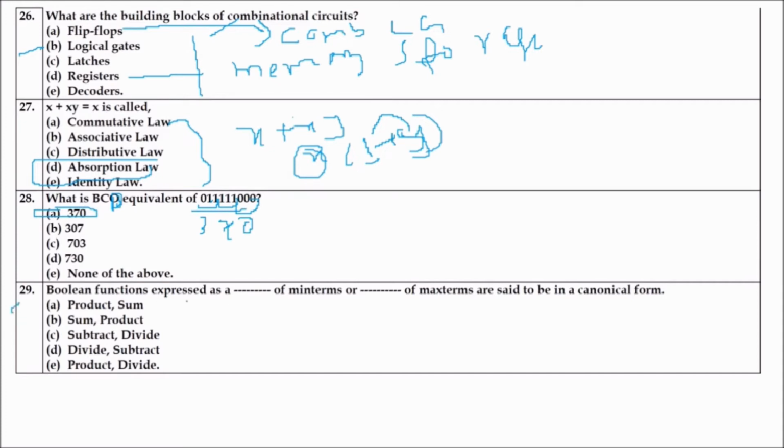Next is Boolean functions expressed as dash of minterms or dash of maxterms are said to be in canonical form. So minterms, they are addition, and maxterms, they are multiplication. Is it correct? Or any other options would you like? So we'll take the answer as B. So minterms are sum, maxterms are multiplication of product.